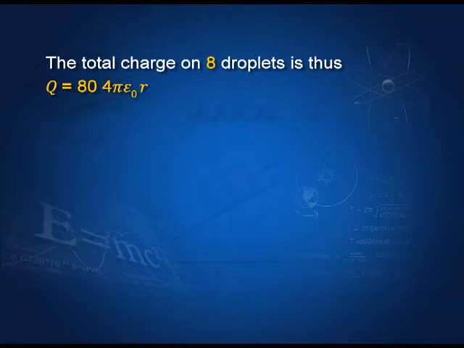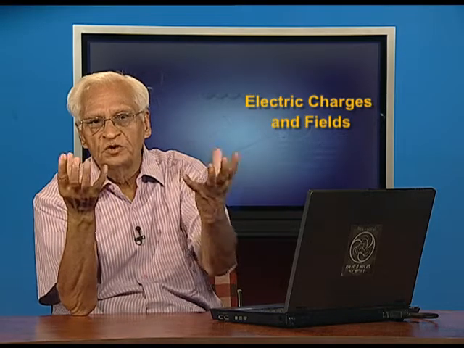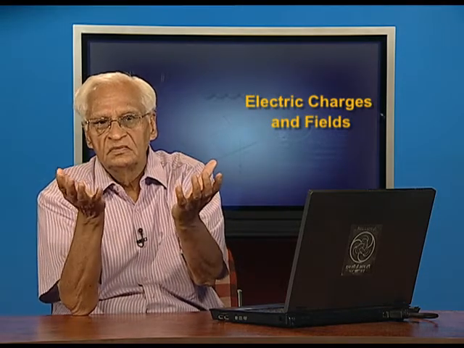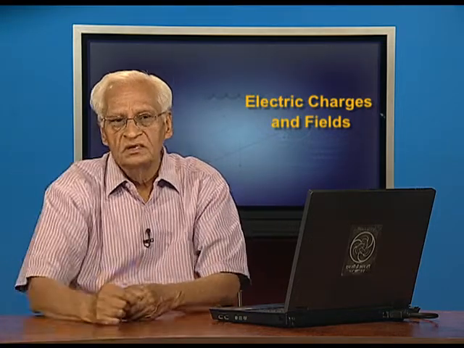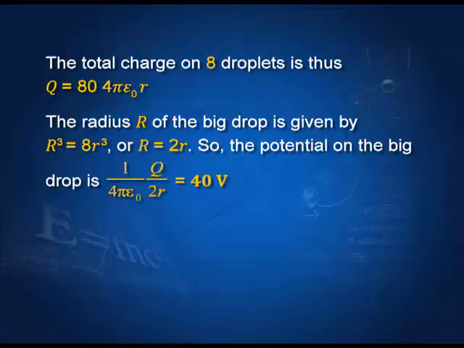If I merge the small droplets into a big drop, what has happened? The volume of the small balls is 8 times 4 pi by 3 small r cubed. The volume of the large ball is 4 pi by 3 capital R cubed. If I equate the two, we get capital R equal to 2r, that is the large ball has a radius which is equal to twice the radius of the small droplet. So, the potential on the big drop is 1 by 4 pi epsilon 0 capital Q by 2r. Substitute the value of Q and you will get the result.